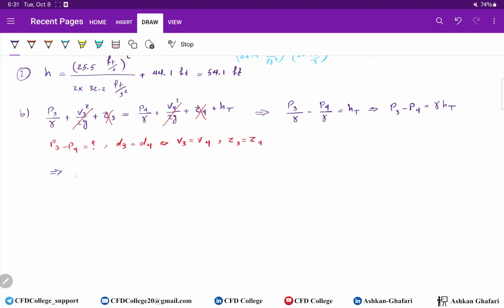So P3 minus P4 equals 62.4 pounds per cubic feet times HT, head of the turbine, 44.1 feet. So P3 minus P4 equals 2.75 pounds per feet squared.